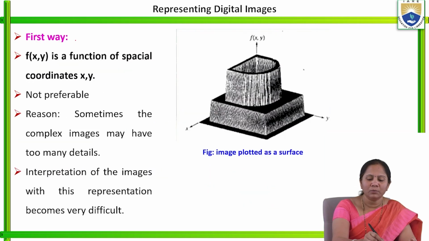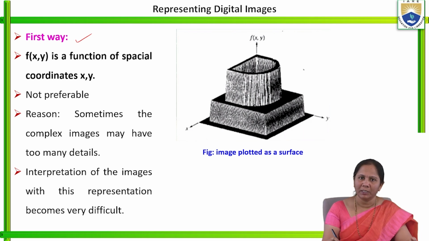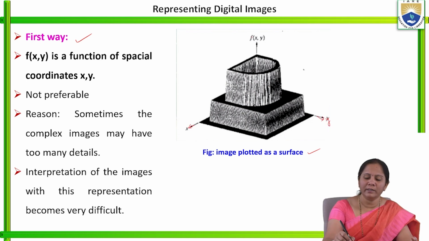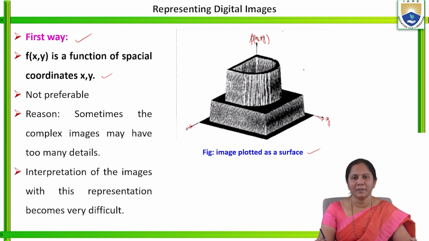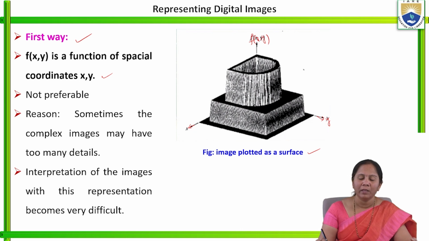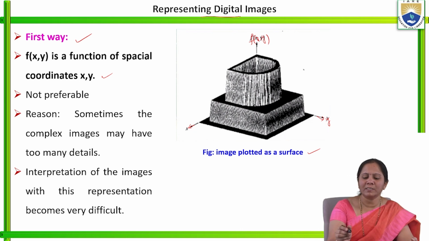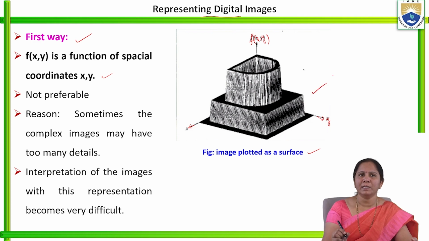Now, this is one way of representing a digital image. Here we can observe the image plotted as a surface. In this figure, we can observe there are three axes, x, y, and the function f of x comma y. So f of x comma y is a function of the spatial coordinates x and y. This is one way of representing a digital image, but this representation is not preferable.